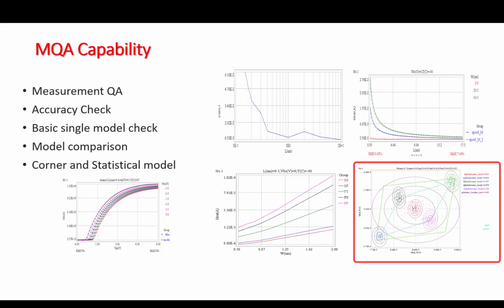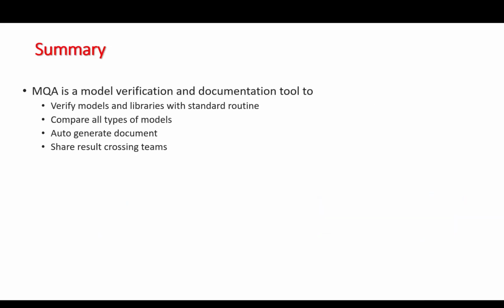You can create histogram plots and scatter plots. You can also overlay different corners versus the MC plots. The most complicated one, for example this one, you can overlay the 5 corner box plus the Monte Carlo plus the mismatch. From the above, we know that MQA is a model verification and documentation tool.